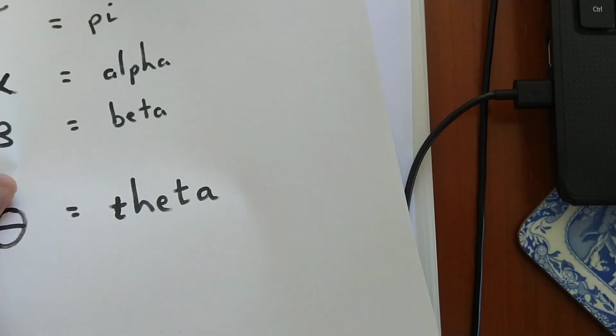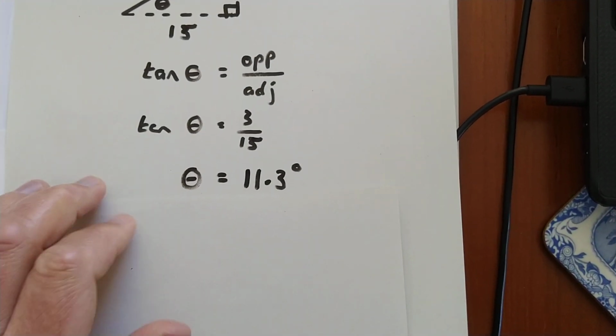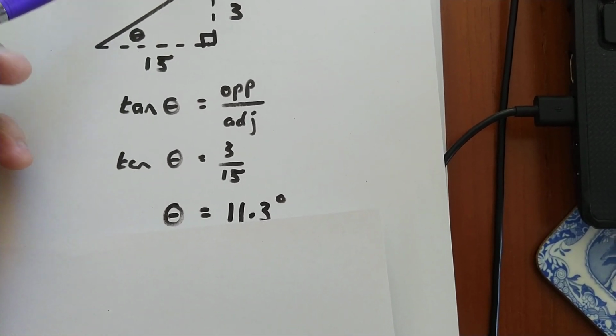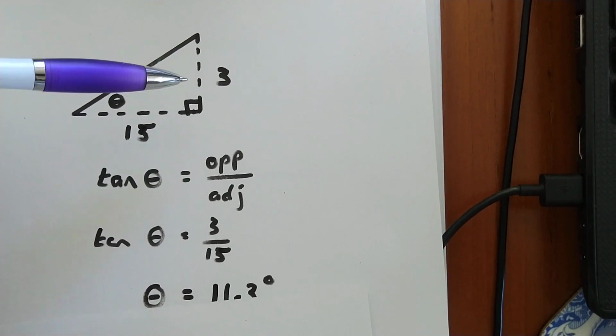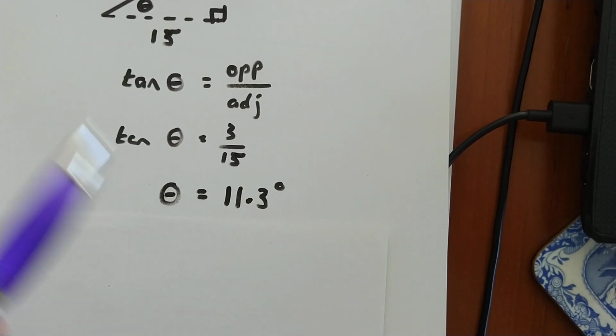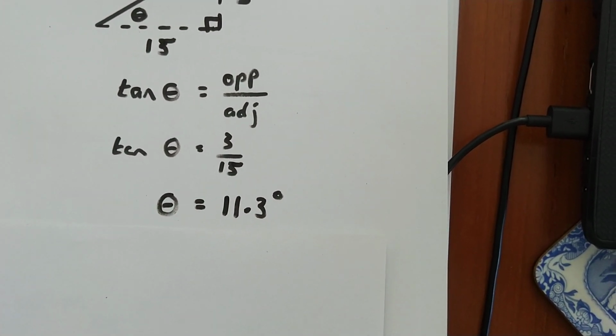All right, so if I said on this diagram here, work out angle theta, you'd go, oh, I can do that. It's a right angle triangle, tan is opposite over adjacent, 3 over 15. Shift tan, and you get 11.3 degrees. Okay, easy and straightforward enough.